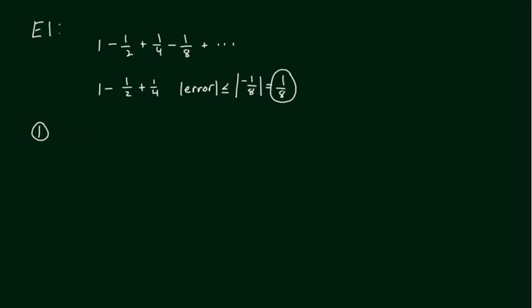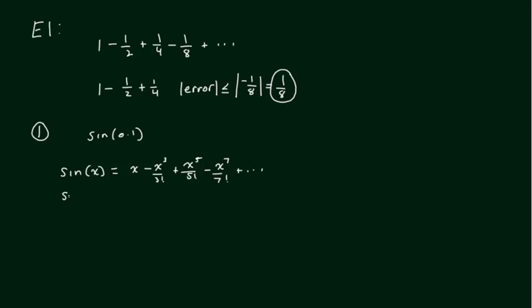In example number 1, it says use the first two non-zero terms of a Maclaurin series to approximate the sine of 0.1. So we start off this discussion with recalling a power series for the sine of x. So we have x minus x cubed over 3 factorial plus x to the 5th over 5 factorial minus x to the 7th over 7 factorial plus dot dot dot.